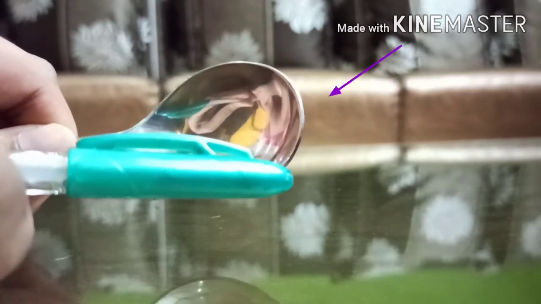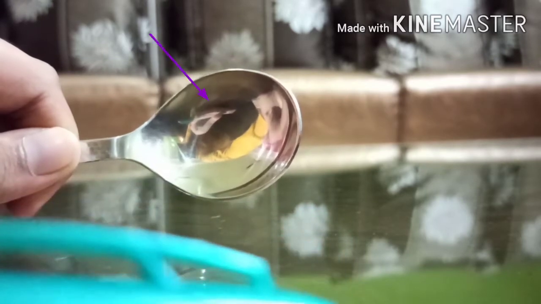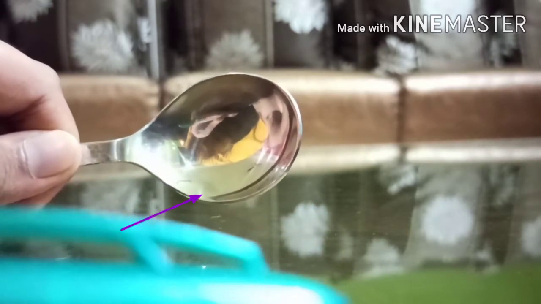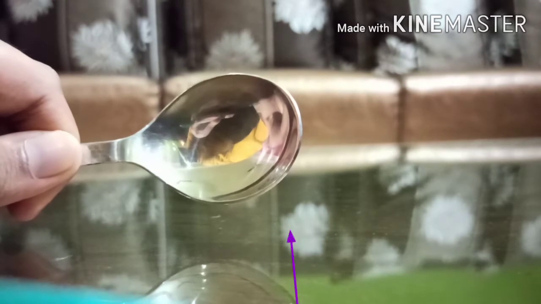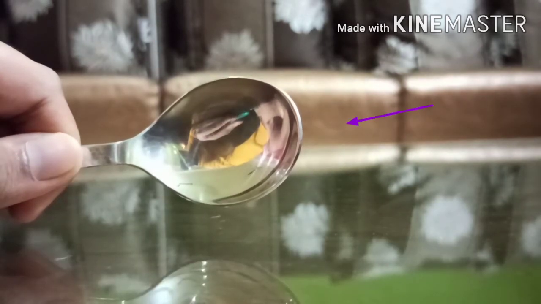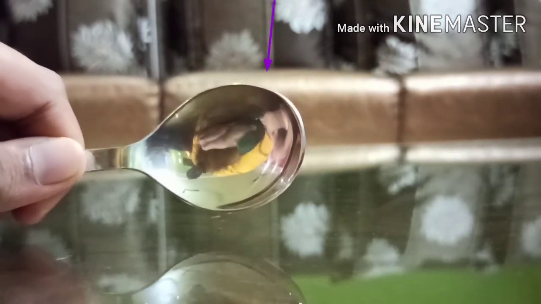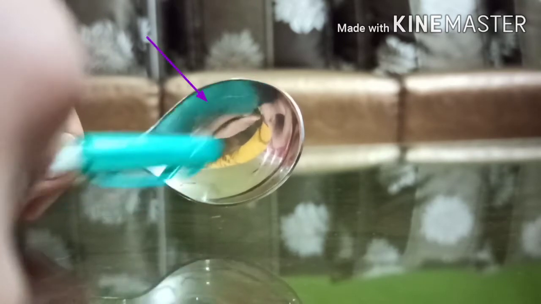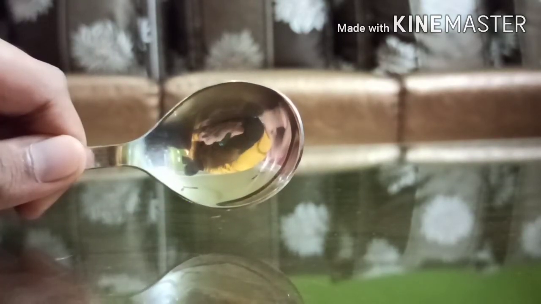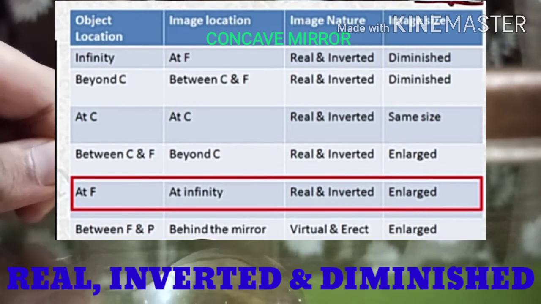Even if I take it farther away from the spoon, it is still real and inverted, and it has also become highly diminished. But the coolest part comes here. You can see that the image being formed on the spoon is virtual and erect, but enlarged. So here we get to know that the concave side of the mirror has two types of images. One is virtual and erect, and the second is real and inverted.